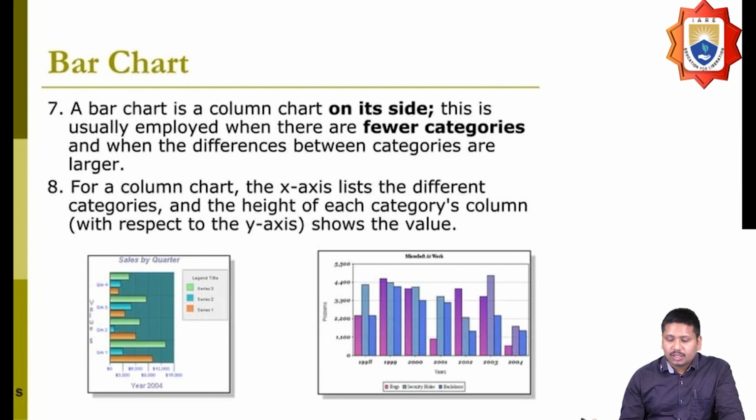Normally a bar chart is also a column chart on its side, which is usually employed when there are fewer categories, and when the differences between the categories are longer. For a column chart, we consider the x-axis as the list of different categories, and the height of each category column shows the value. So if I consider the x-axis, there are different categories, and the height is shown on the y-axis, where I can show the values.